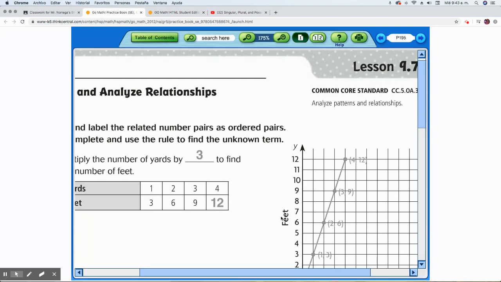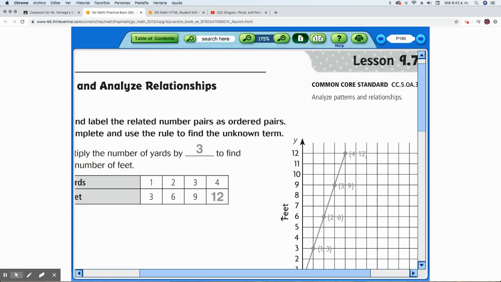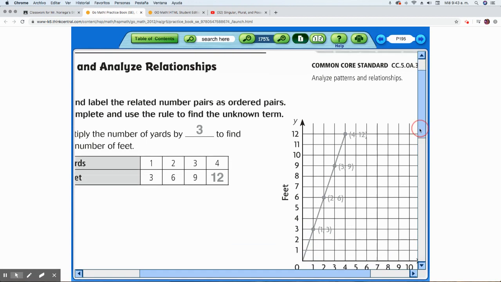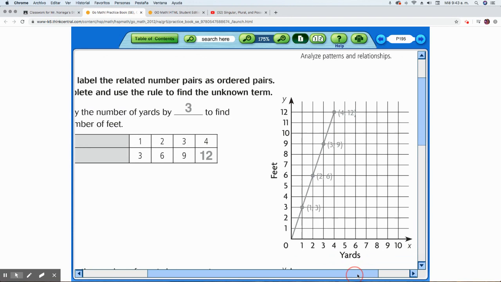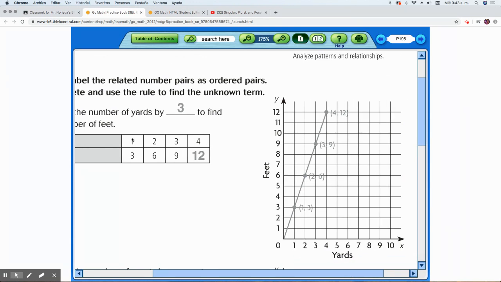So 1, 3, it's right here. Don't forget to label your ordered pairs. 2, 6, it's right here. Don't forget to label your points. 3, 9, it's right here. Label it. 4, 12 is right here. Label it. Last step, from the origin, again, you can use a ruler for this. Create line segments and connect each point with a line segment. Again, number 1, you can use it as an example.